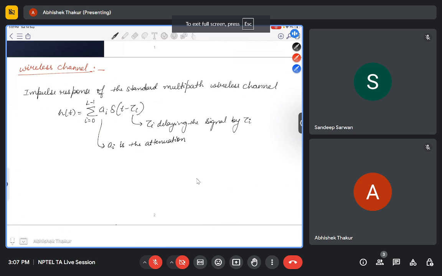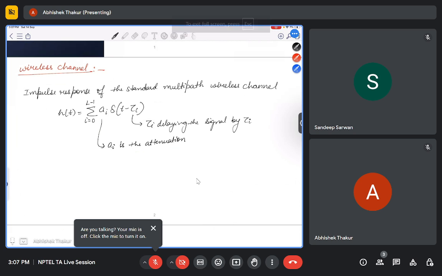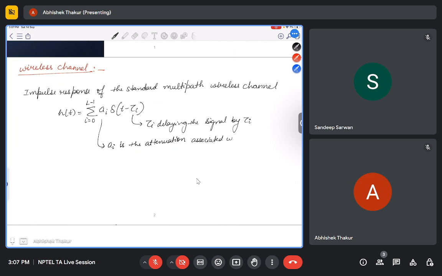Sorry for the delay due to the internet, due to the power cut. So a_i is the attenuation associated with the ith component. Now L denotes the total number of paths or multipath components.